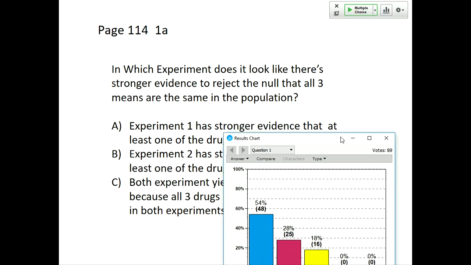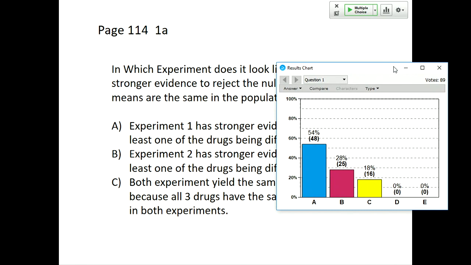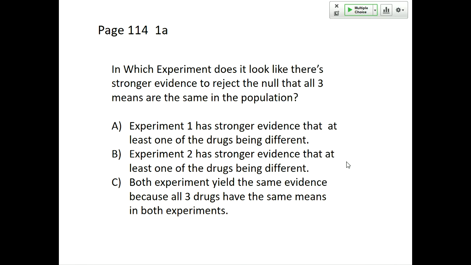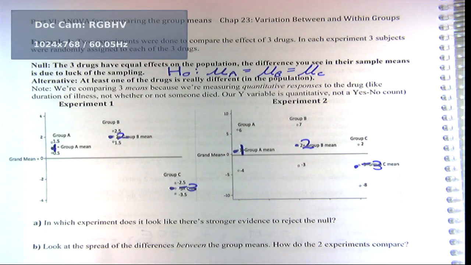Experiment 1 has stronger evidence. That's good. I'm glad you said that. That's the right answer. So let's look at that, because in experiment 1, group C is clearly different. Experiment 1 has much smaller within-group spread, so it's more reliable evidence. So let's write that down. All right.